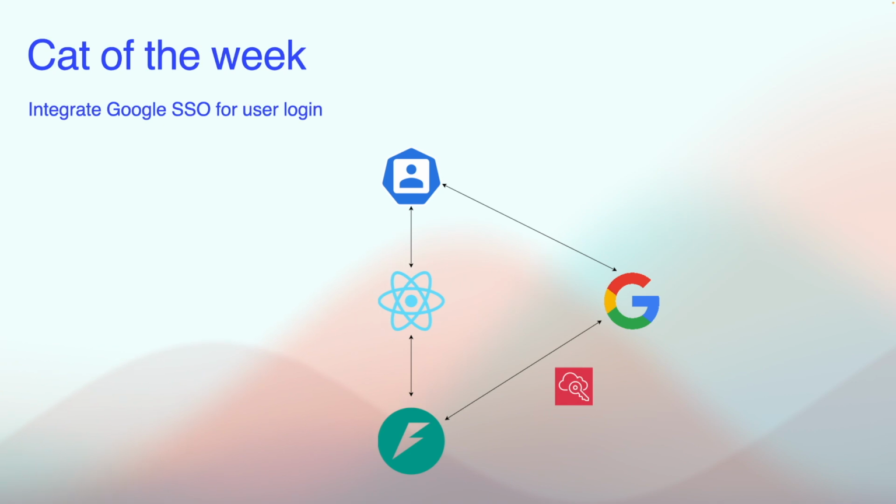In this video I will talk about an advanced topic: how we can integrate Google SSO for user login. And here is the diagram. The user interacts with the React application. The React application interacts with the FastAPI backend.